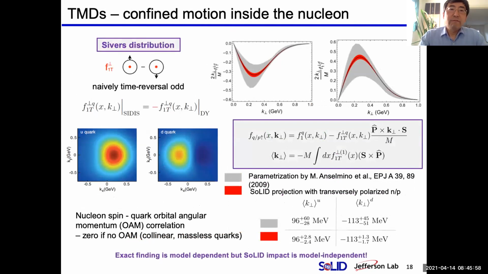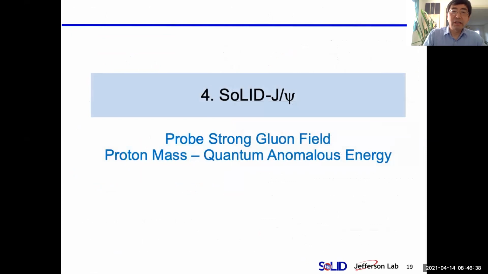The other one is for the Sivers functions. This really studies the confined motion in the nucleon. And again, the improvements are significant. I also want to show you one thing, which is to study the intrinsic motion, the transverse momentum. Of course, you need a model to help you do that. With the current uncertainty on the average transverse momentum of u and d quarks, with SoLID you will improve by more than an order of magnitude. So that really shows the power of SoLID precision data.